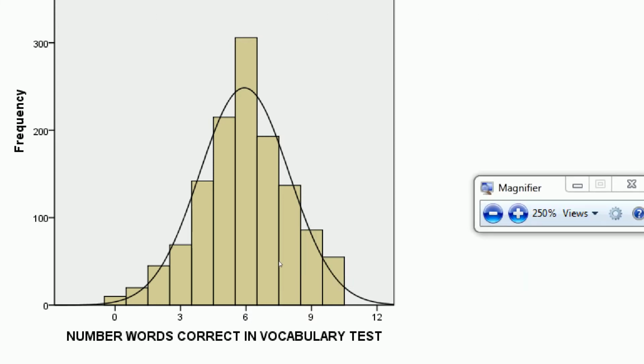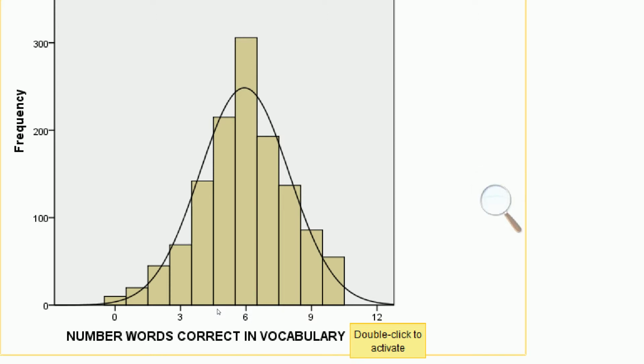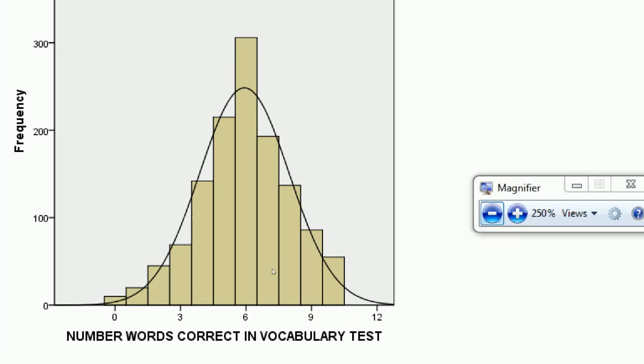The mean is about 6. There's very few people who get 0 correct. There's very few people who get more than about 10 correct. So most people are in the middle range. And so notice that this variable follows an approximately normal distribution.